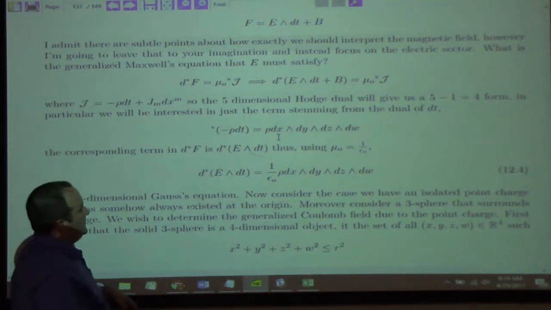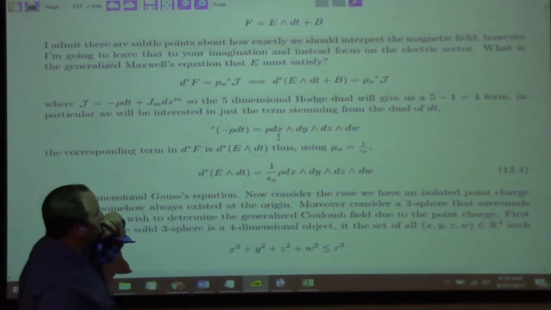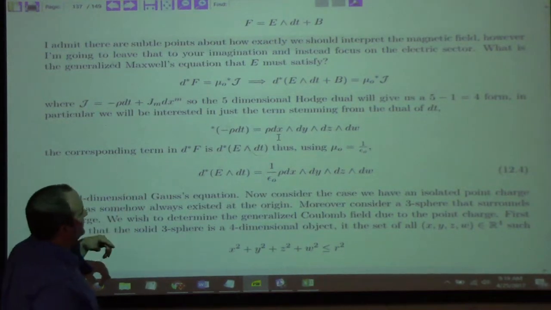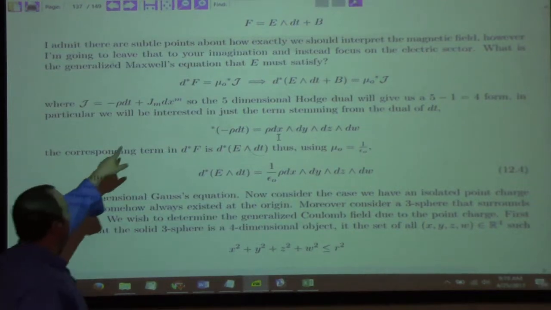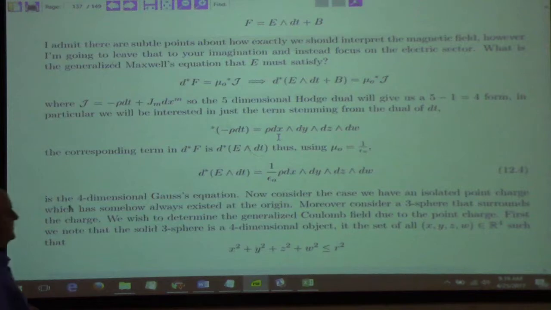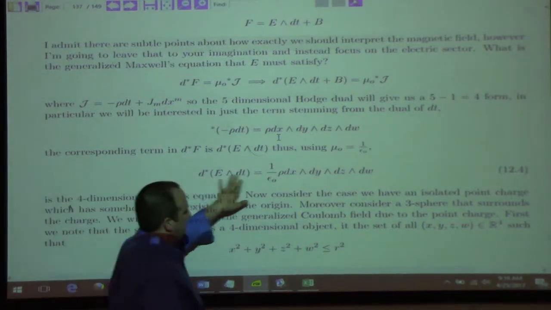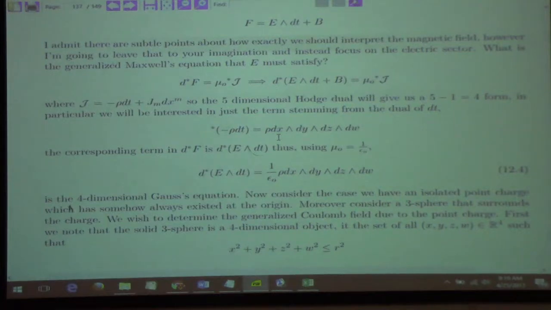Anyway, assuming there's no time dependence, I'm assuming that the J magnetic is 0, so I've just got the rho piece. Then the equation simplifies to this. This is the analog of Gauss's equation in differential form. And then what I'll do is integrate over a 4-sphere.